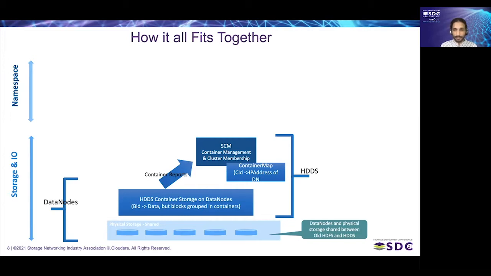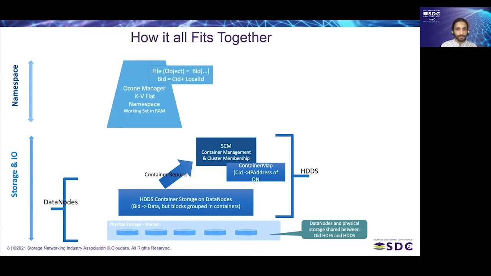So a container is a collection of blocks. In a data node, the data or blocks are collected into containers, and a container by default is 5 GB in size. So instead of sending a report for every individual block, the data node sends container reports to SCM. So both of these components together form the storage layer.